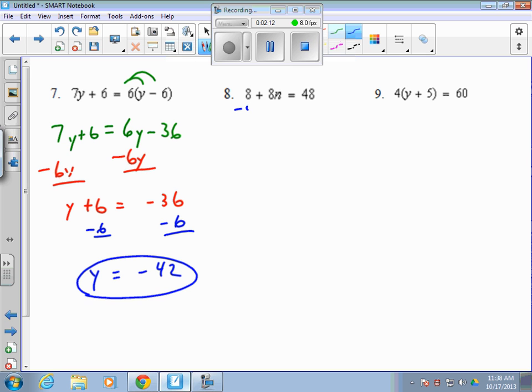That's positive 8, so subtract it on both sides, and it leaves you with 8n equals 40. Get rid of 8 times n by dividing by 8, and n equals 5.